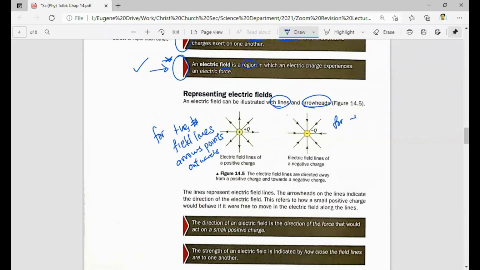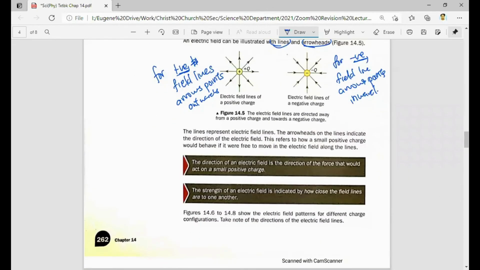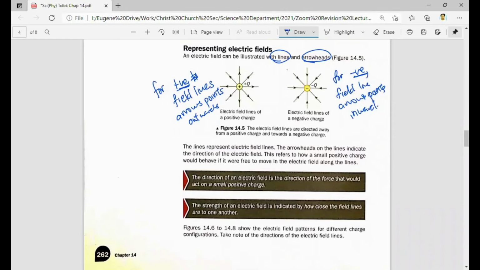Okay, for negative, so this is positive, this is negative. The field line arrows point inwards. So positive you point outwards, negative you point inwards. So the lines actually is what we call the electric field lines, and the arrowheads indicate the direction of the electric field. So outwards is the direction of electric field for positive, inwards is the direction for negative.